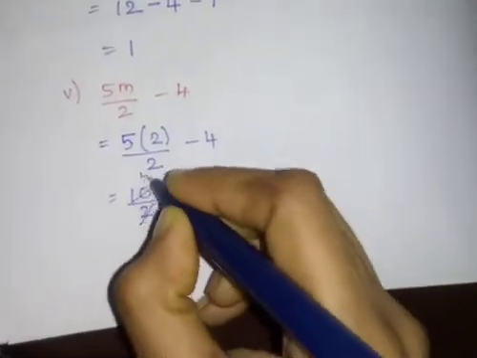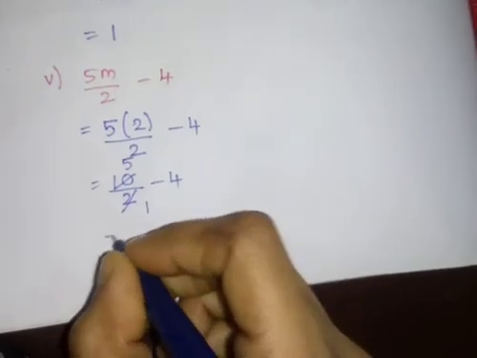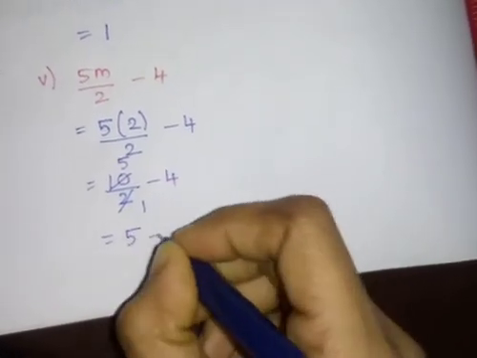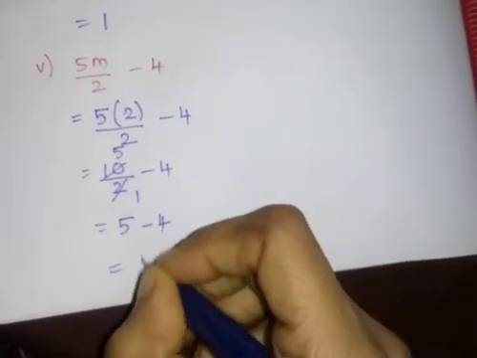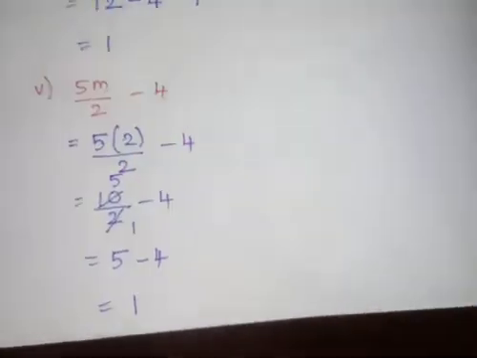2 1s are 2, 2 5s are 10. You can cancel like that, right? So what is the answer? 5 minus 4 is nothing but 1.